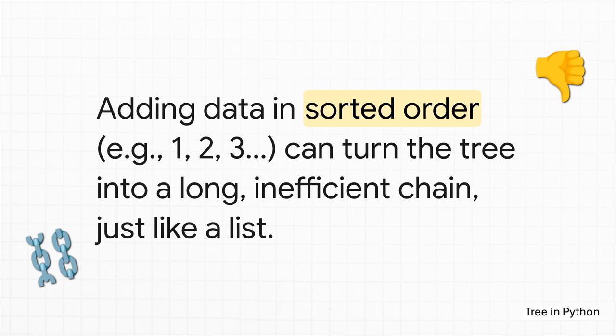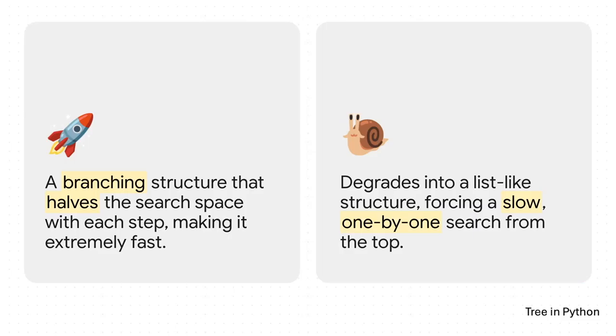Pretty soon, you don't have a bushy tree at all. You just have a long, pathetic, spindly chain of nodes all going in one direction. And in that scenario, our beautiful, efficient tree structure has basically degraded back into a simple list. A balanced tree gives you that lightning-fast O of log n performance. But an unbalanced tree? It sends you right back to that slow, painful O of n search we tried so hard to get away from.